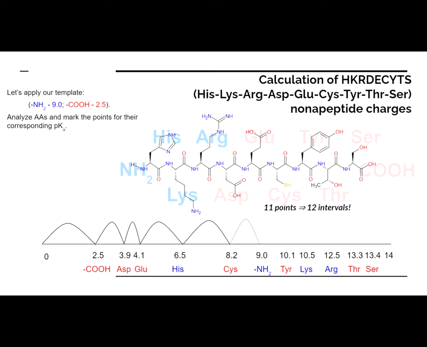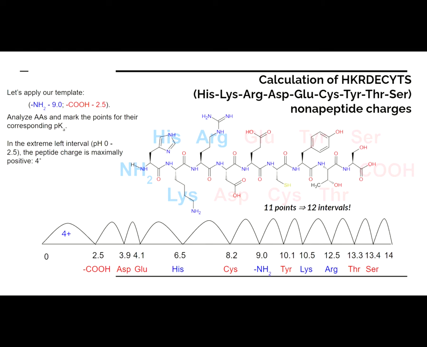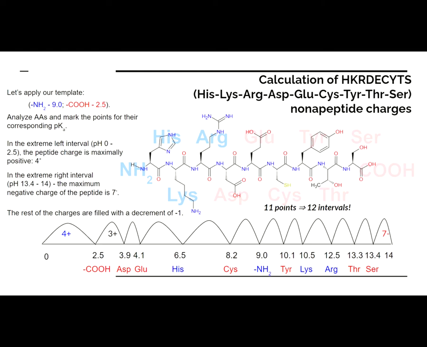So now let's see the charges in the extreme left interval, in the most acidic pH from 0 to 2.5. Because the number of positively charged amino acids is 4, the maximal positive charge will be 4. Now let's analyze the extreme right interval in the most basic region. We can calculate the number of negatively charged radicals and structures, which will be 7, and the maximal negative charge will be 7 minus. All the rest of the charges are filled with a decrement of 1. We have solved this difficult task. So let's go to the next example.